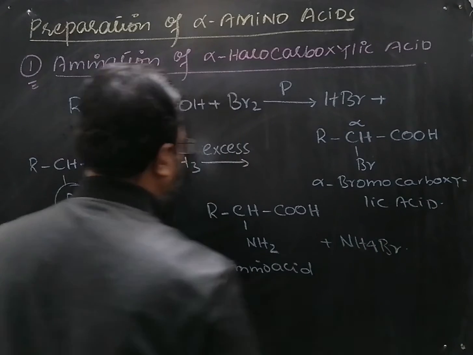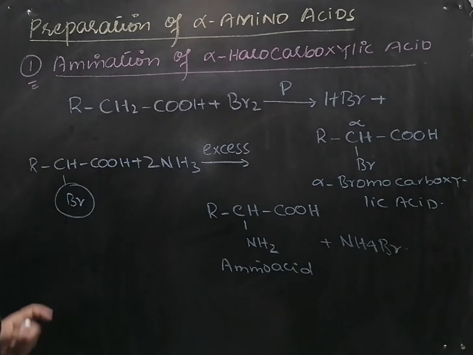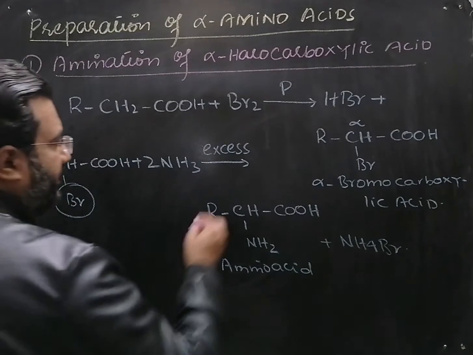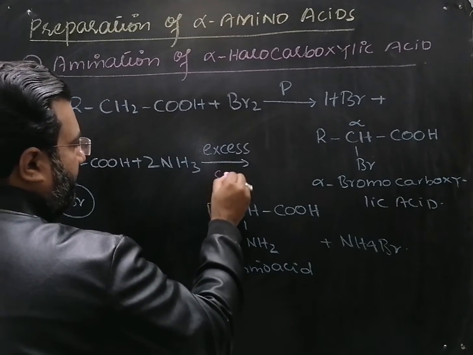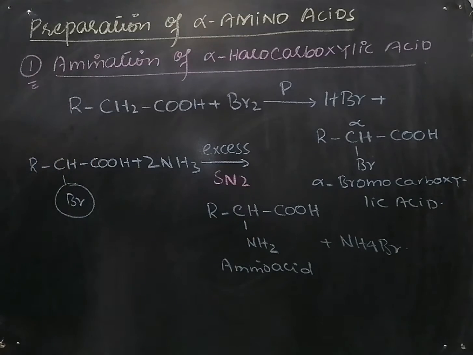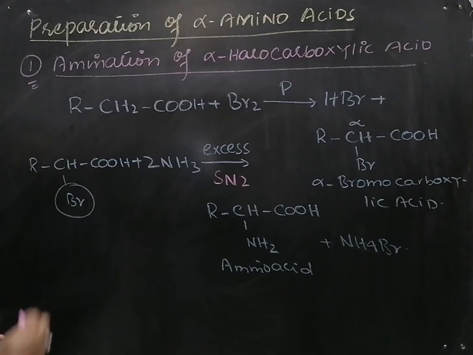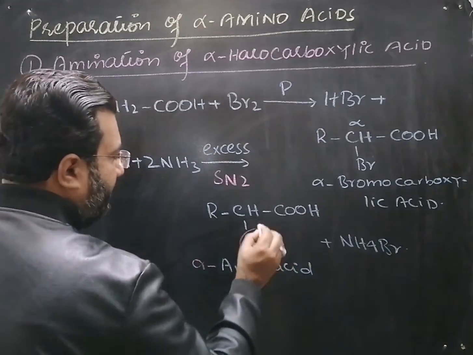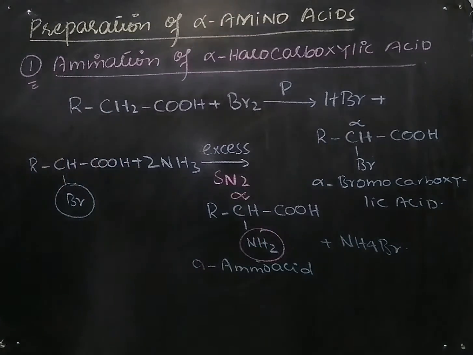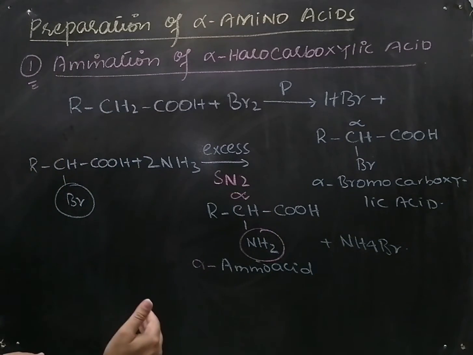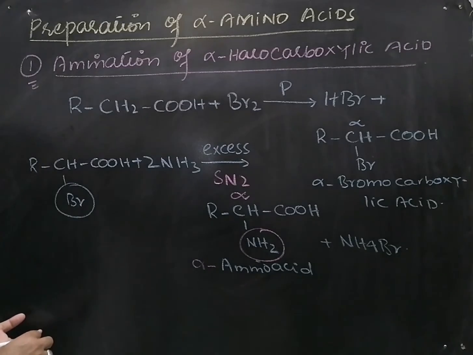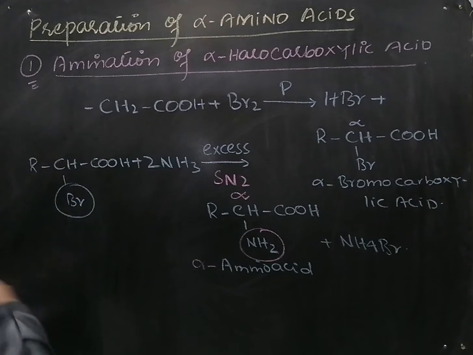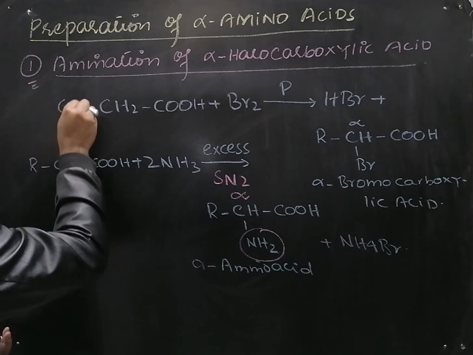plus ammonium bromide is formed. And dear students, it is an example of the SN2 reaction in which the bromine is replaced with the amine group. Now this one is an alpha amino acid because the amino group is attached to the alpha carbon. If you want to quote an example, then you will simply replace this R group with methyl.